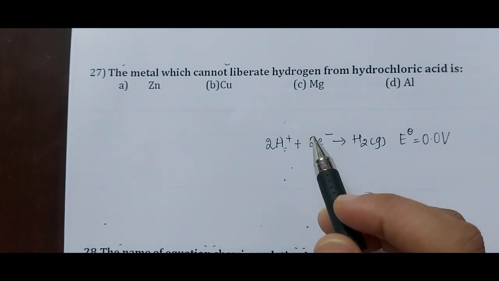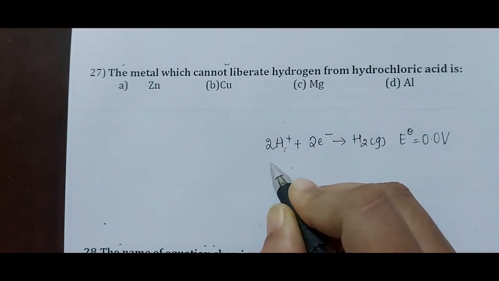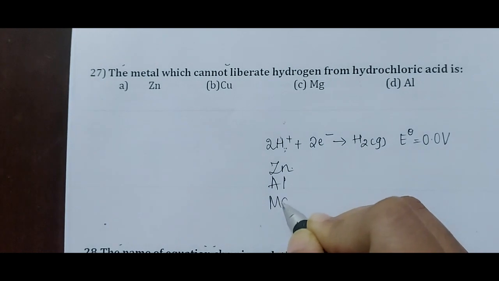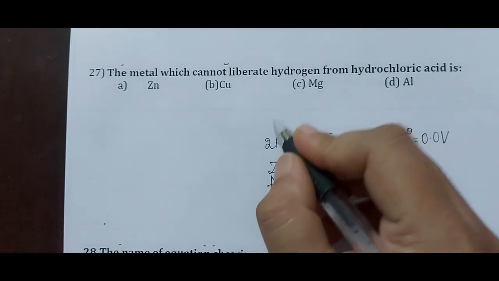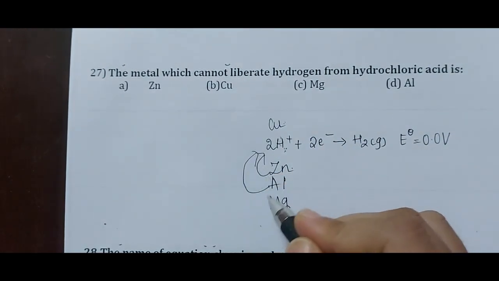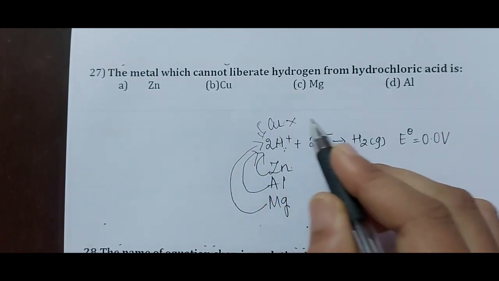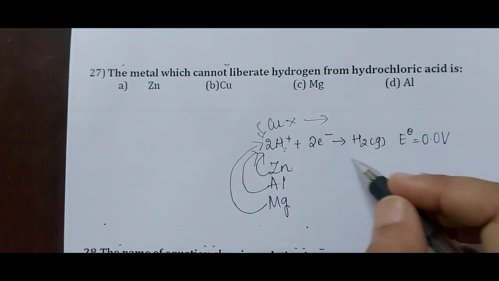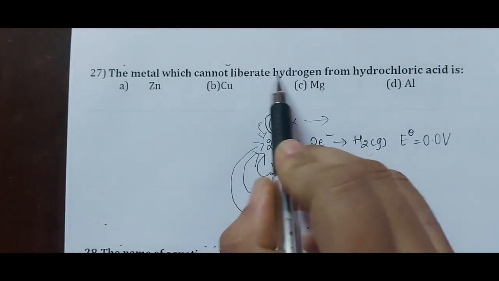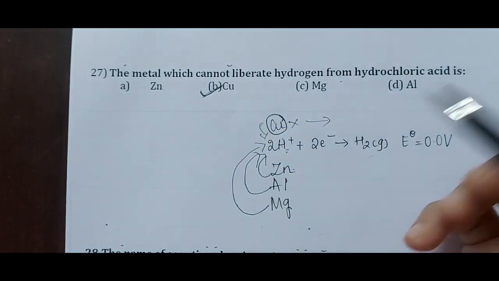So if you remember the reactivity series, at least of the 10th standard that you have studied, below hydrogen we have zinc metal, aluminium metal, as well as magnesium metal. And above hydrogen we have copper metal. That means zinc can displace H plus, aluminium can displace H plus, magnesium also can displace H plus, but copper cannot displace H plus from the aqueous solution in the form of H2 gas. Hence we say that the less reactive metal is copper, and it cannot liberate hydrogen from hydrochloric acid. So the correct answer is option B, that is copper.